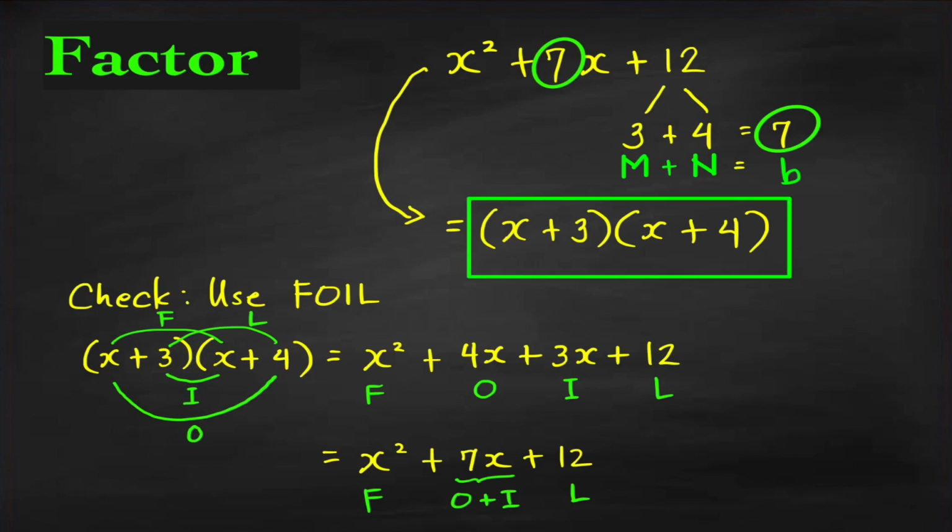So if we apply FOIL method to expand this product, we'll get x times x is x squared, and then x times 4 is equal to 4x, 3 times x is equal to 3x, and then 3 times 4 is equal to 12. Of course, this 4x and 3x are like terms, so we can combine them. So 4x plus 3x is 7x. So therefore, this is the right factorization of x squared plus 7x plus 12.